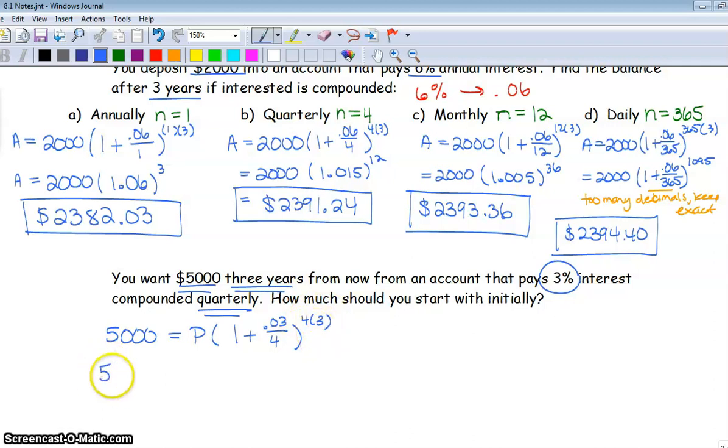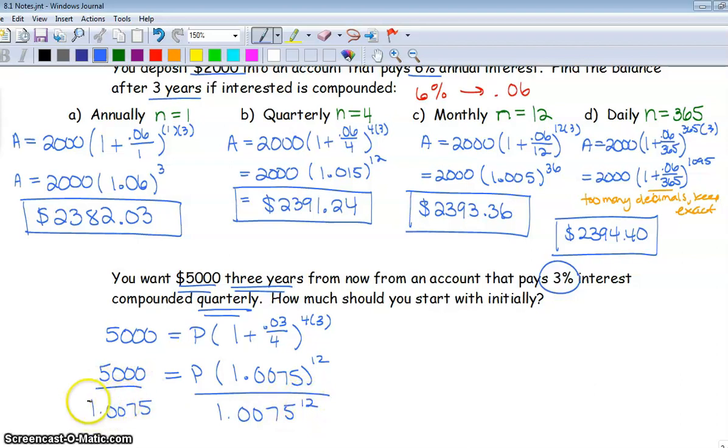So that gives me 5,000 is equal to P times 1.0075 raised to the 12th power. I'm going to divide both sides, and you end up with an amount of $4,571.19.